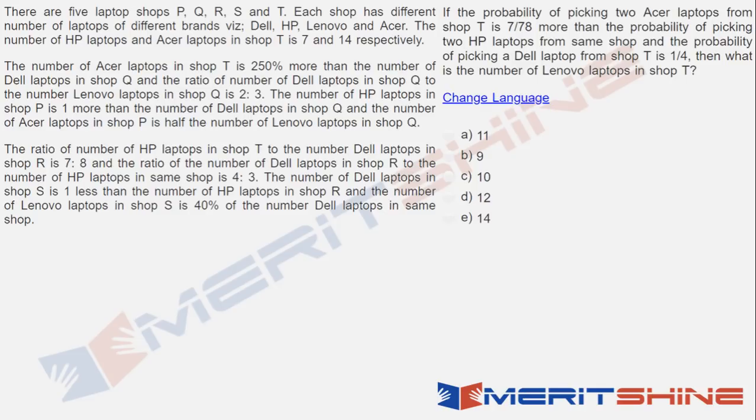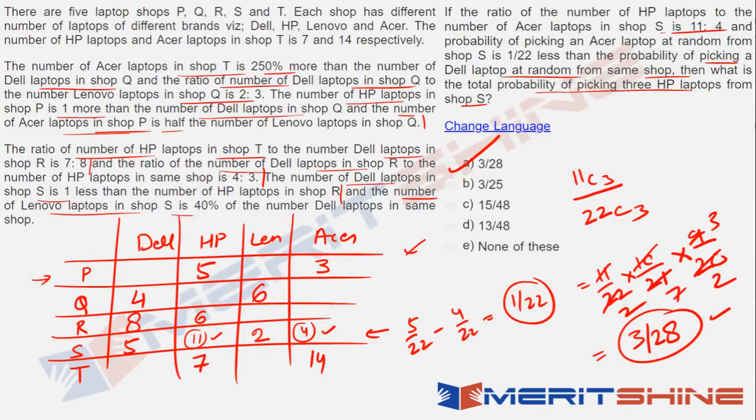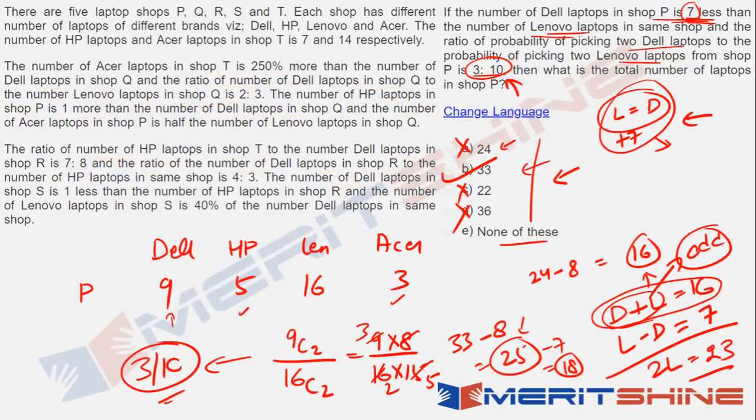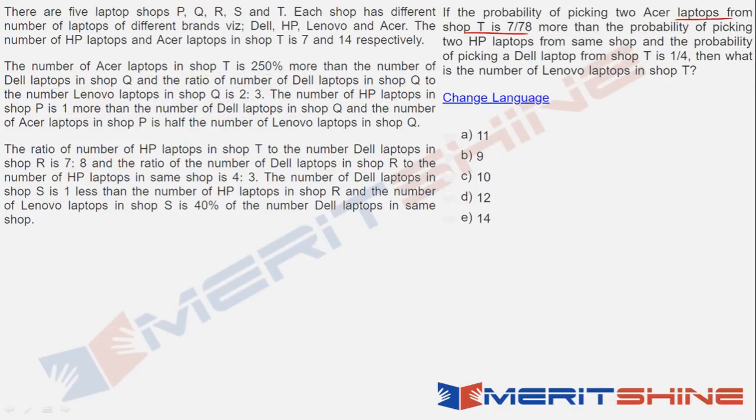Again, this one is about Shop T now. Probability of picking 2 Acer laptops from Shop T. Let's just get the data for Shop T first. From here, Shop T is HP Acer 714. So let me just write this. This is for Shop T.